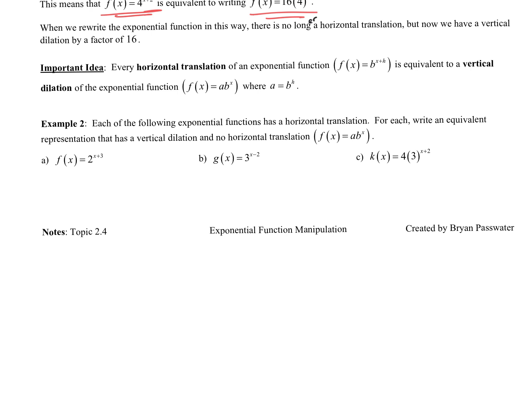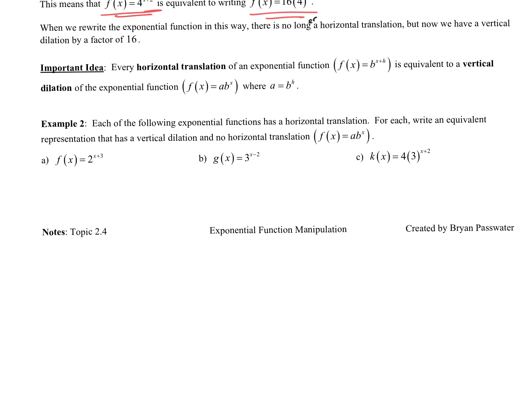Asher's going to read. He's looking forward to it. Every horizontal translation of an exponential function, f of x equals b to the power of x plus h, is equivalent to a vertical dilation of the exponential function where a equals b to the power of h.